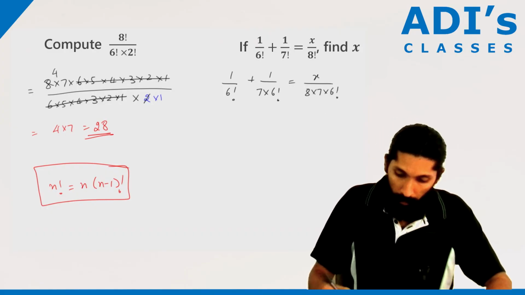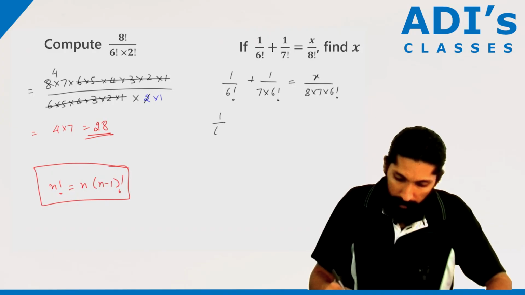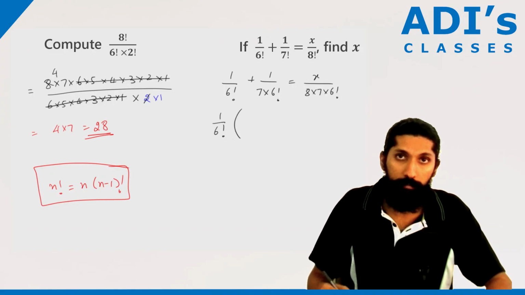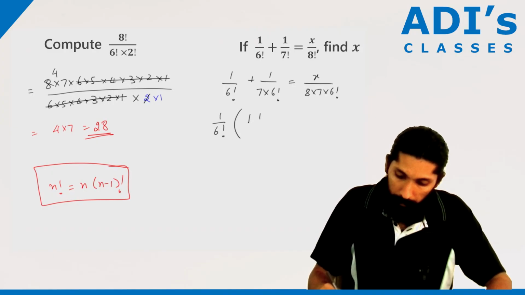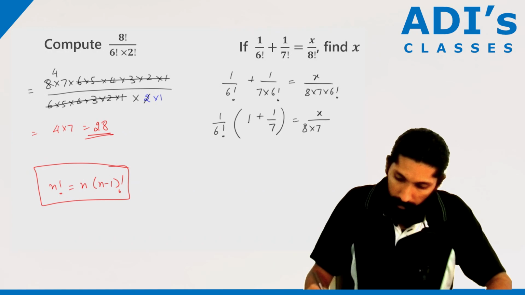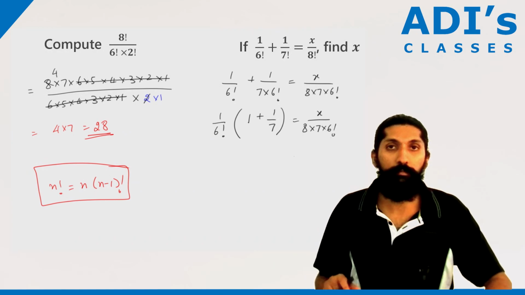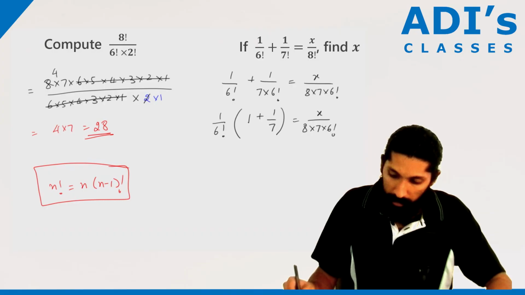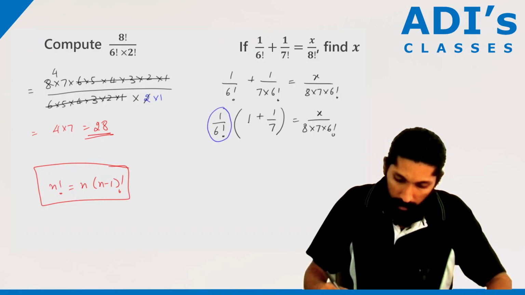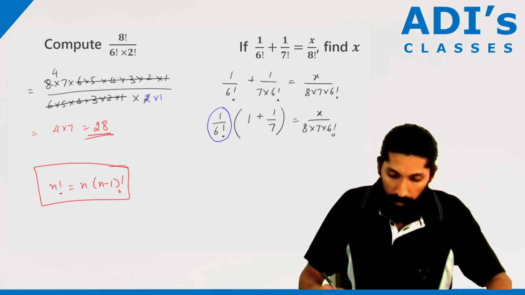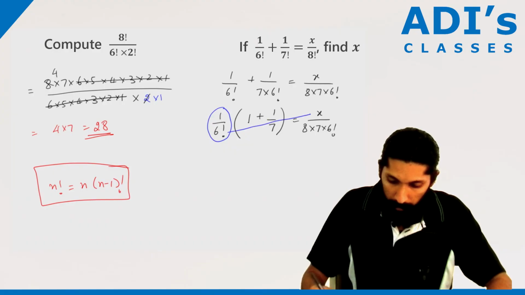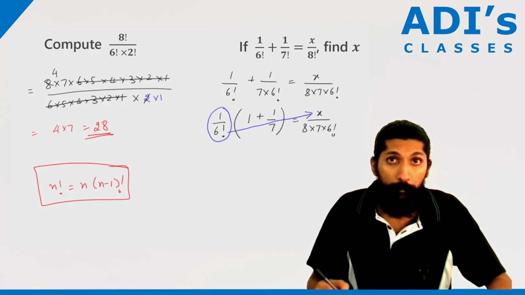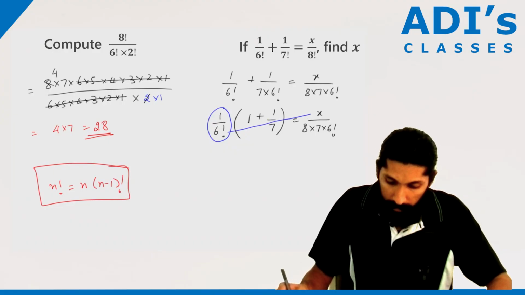Make sense? Now here you can take 1 by 6 factorial common. 1 plus 1 by 7 is equal to x divided by 8 into 7 into 6 factorial. Correct? Now, the 6 factorial on the LHS, if you cross multiply, is going to multiply to the numerator, correct? Let's do that so that we can cancel it off.